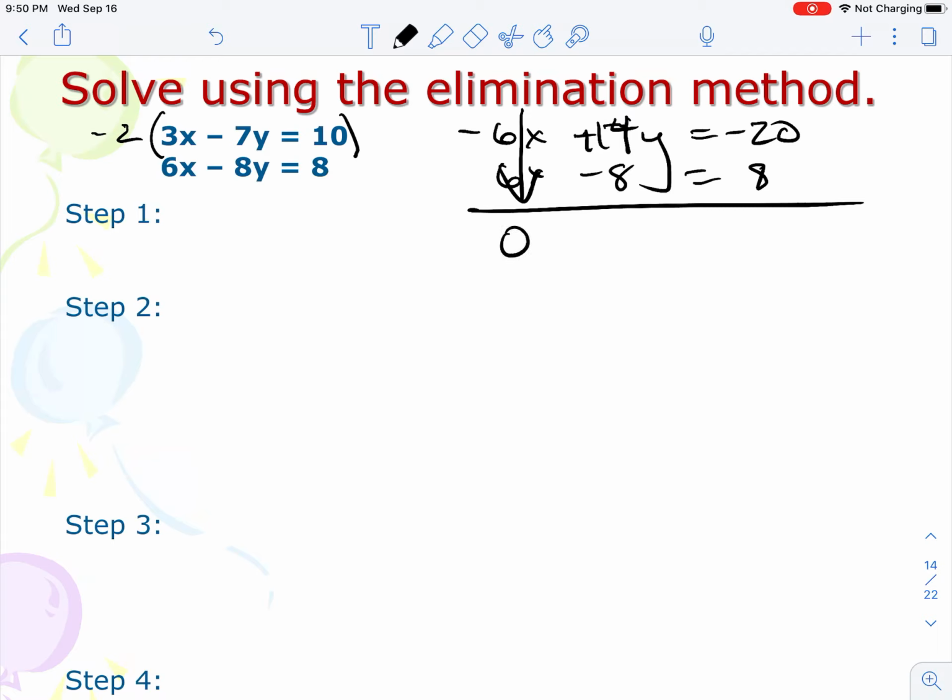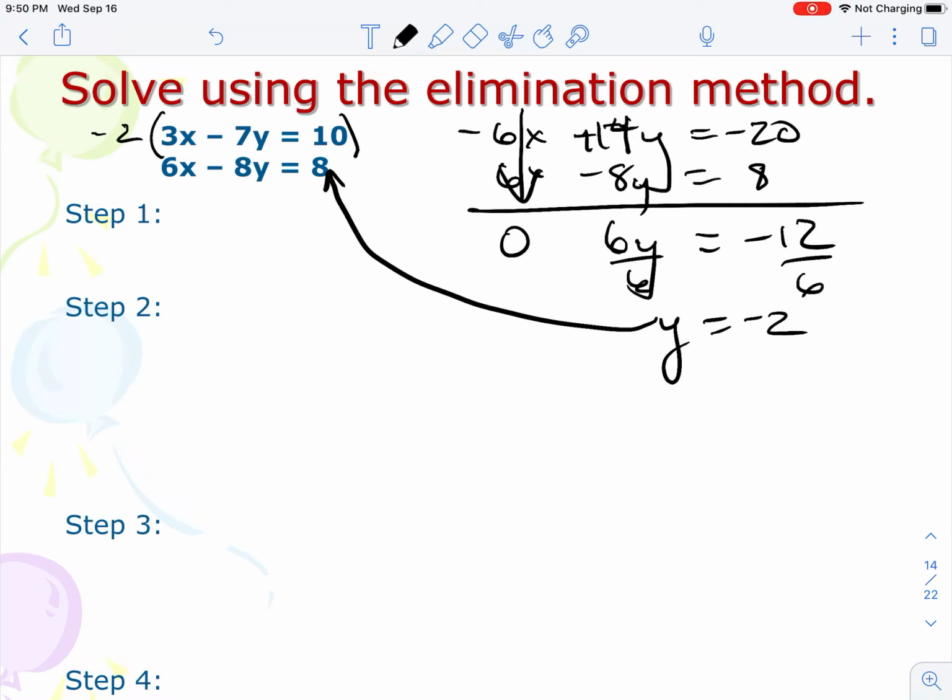Here, this adds to 0. This adds 14y minus 8y is 6y. And over here, I end up with negative 12. So when I divide by 6, y equals negative 2. So I just want to put that back into one of these original equations.